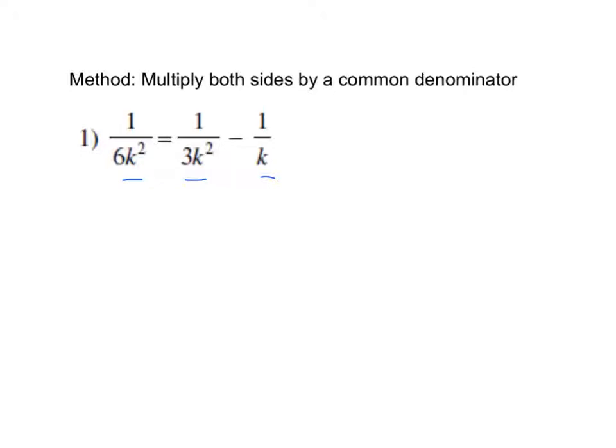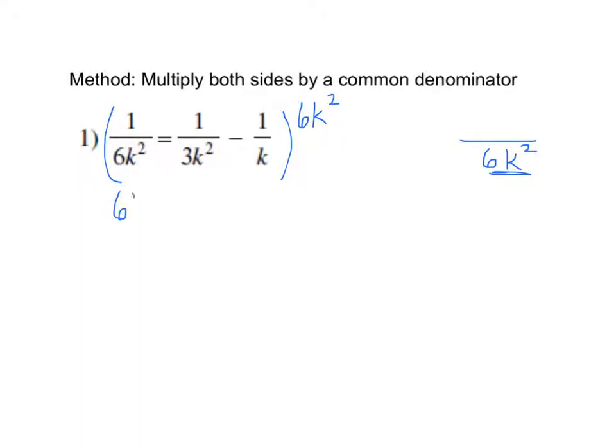So it looks to me like the common denominator, I would notice that the biggest exponent of k is k squared. And then if I look, the least common multiple between 1, 3, and 6 is going to be 6. This is my common denominator. So what I want to do is multiply both sides of this equation by 6k squared and then reduce everything.